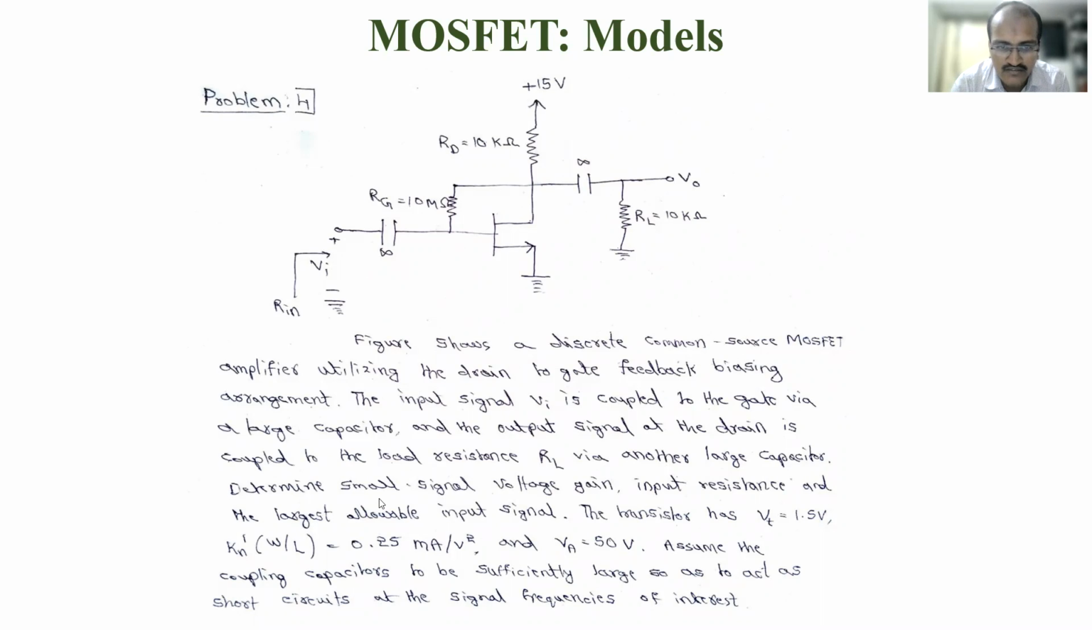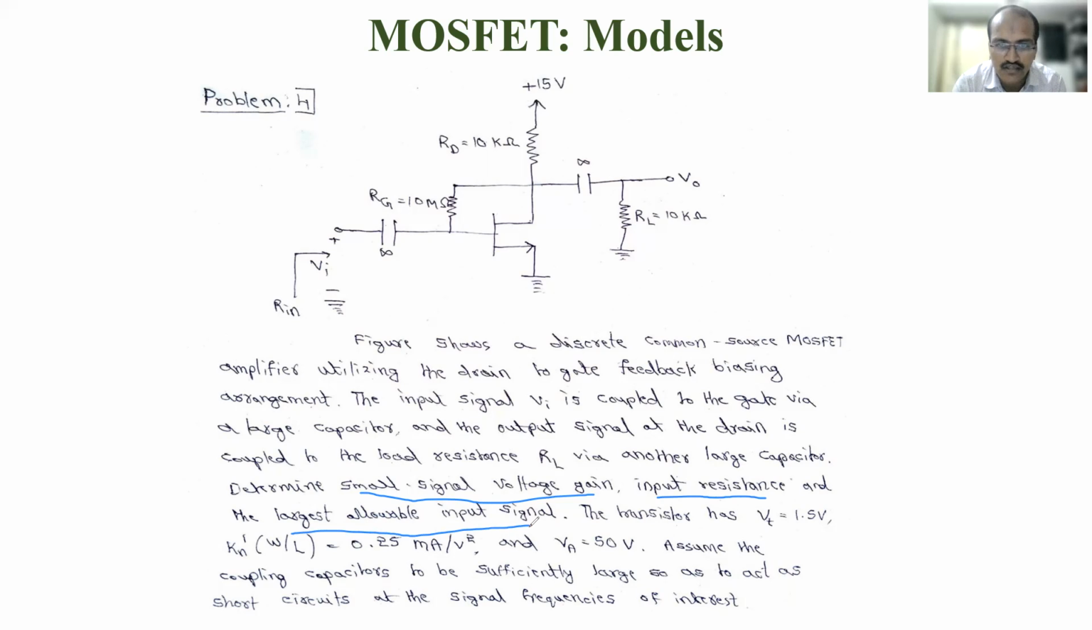So what we have to determine is the small signal voltage gain, AV. We have derived the formula in the last session. So the small signal voltage gain you have to derive, and also the input resistance and the largest allowable input signal. These three things you have to calculate.